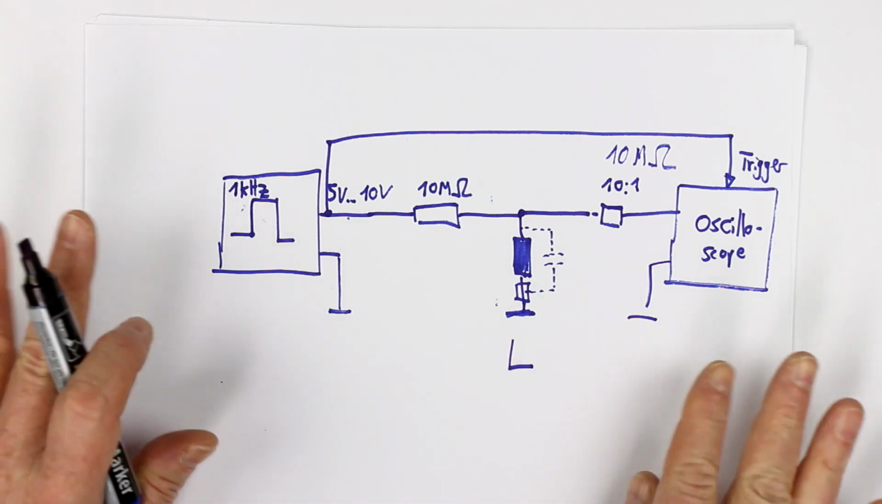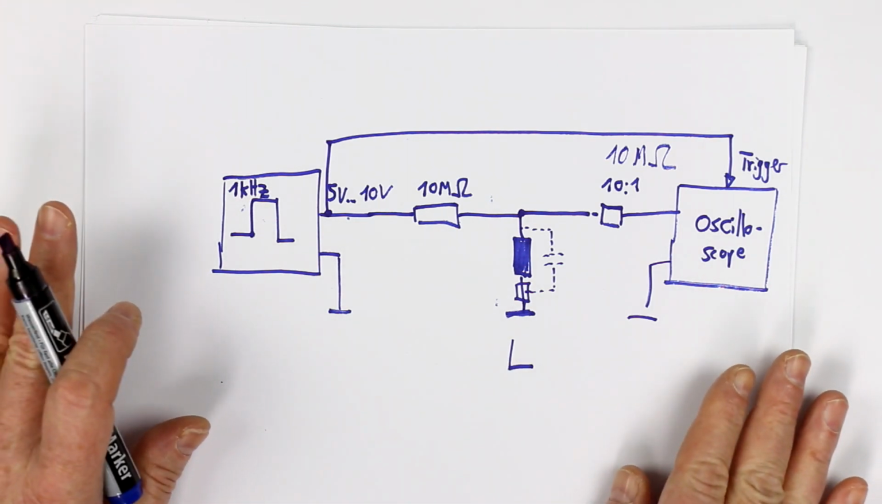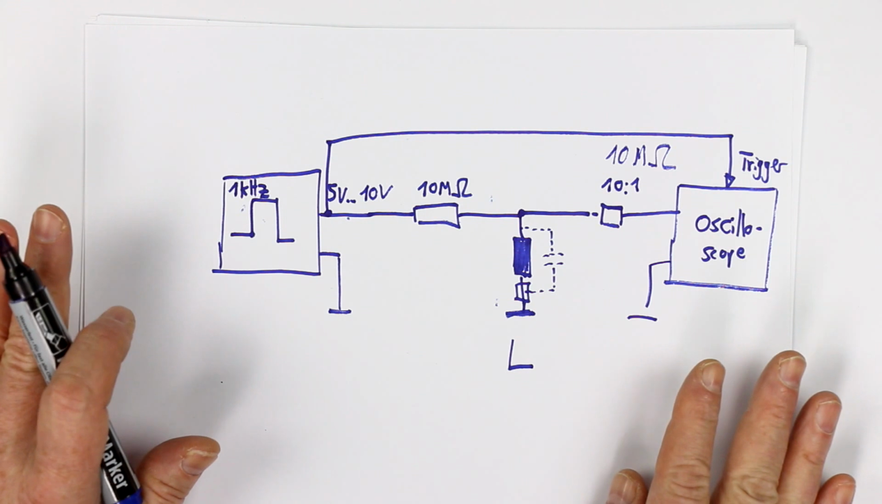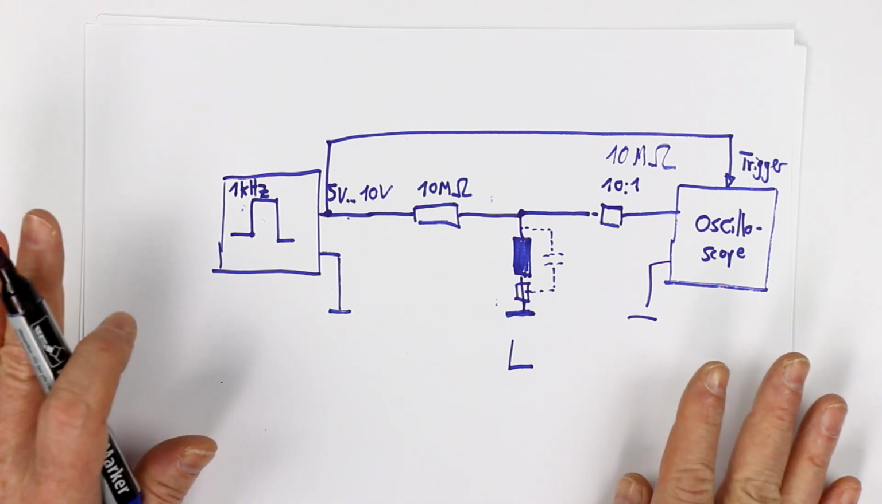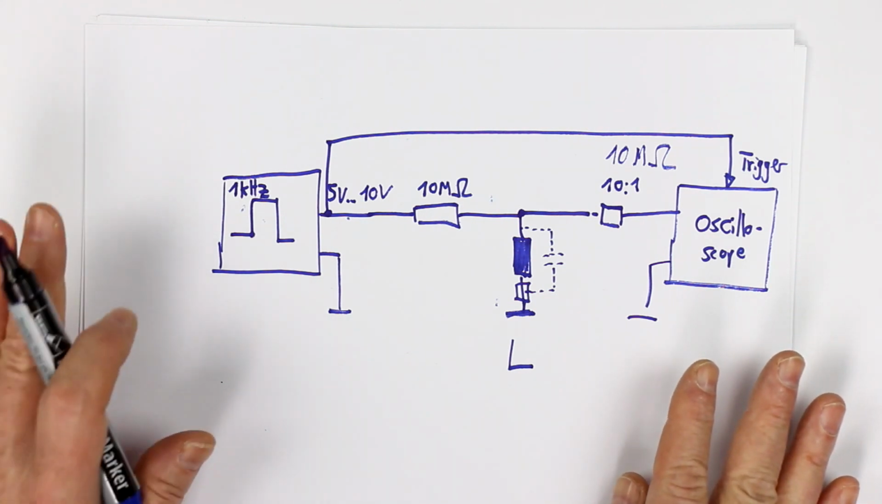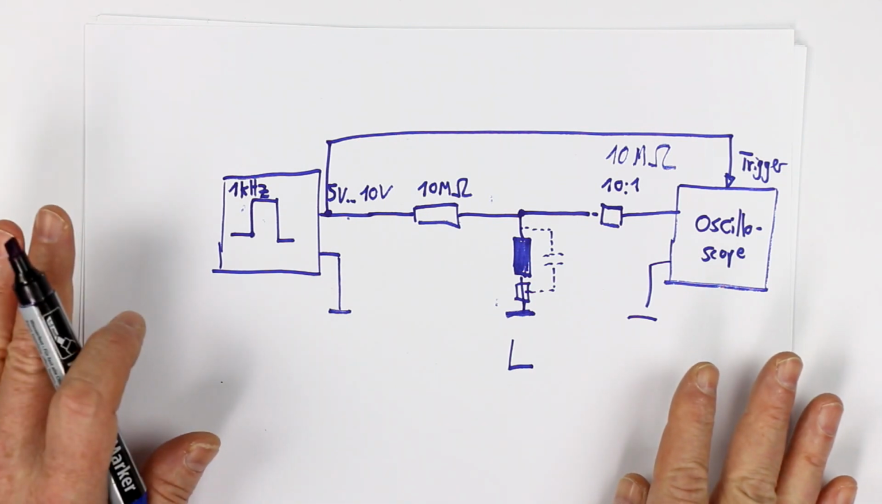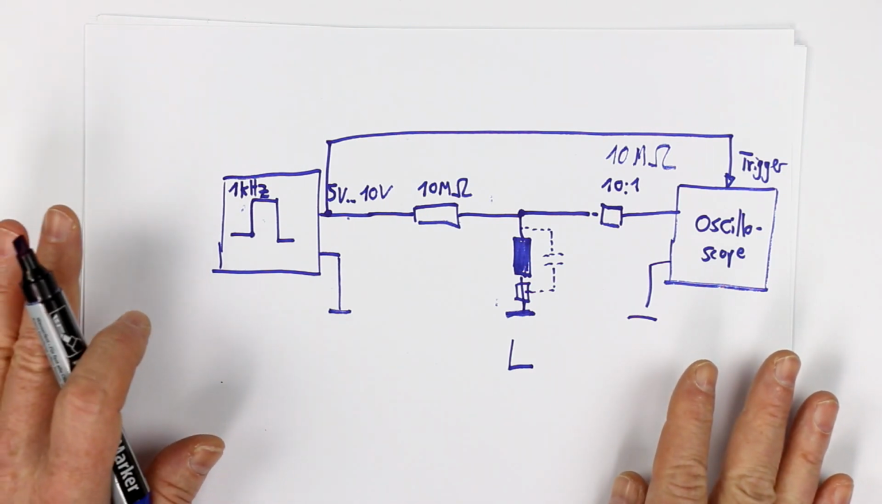So that's how it looks, very simple. And with this setup, as you can see in a second, we can measure both the resonant frequency as well as the Q factor.